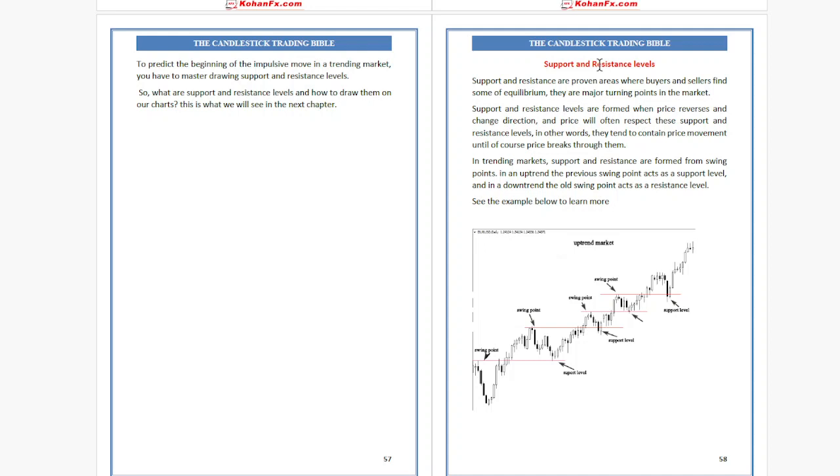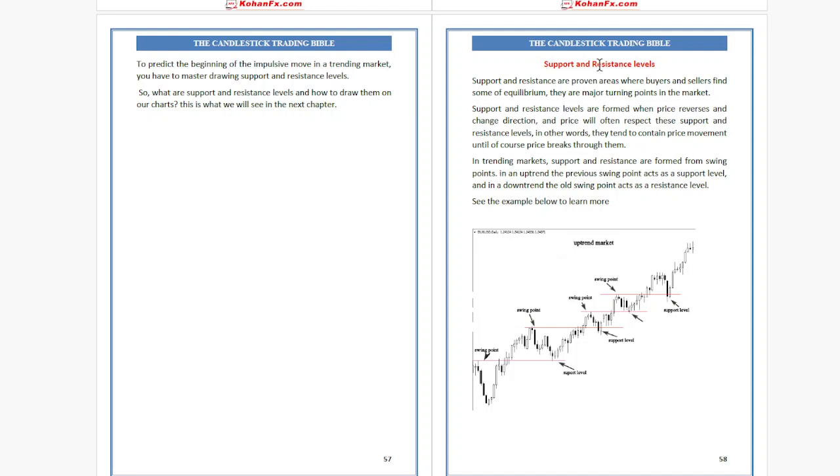Chapter 3, support and resistance levels. Support and resistance are proven areas where buyers and sellers find some sort of equilibrium. They are major turning points in the market. Support and resistance levels are formed when price reverses and changes direction, and price will often respect the support and resistance level. In other words, they tend to contain price movement until, of course, price breaks through them.